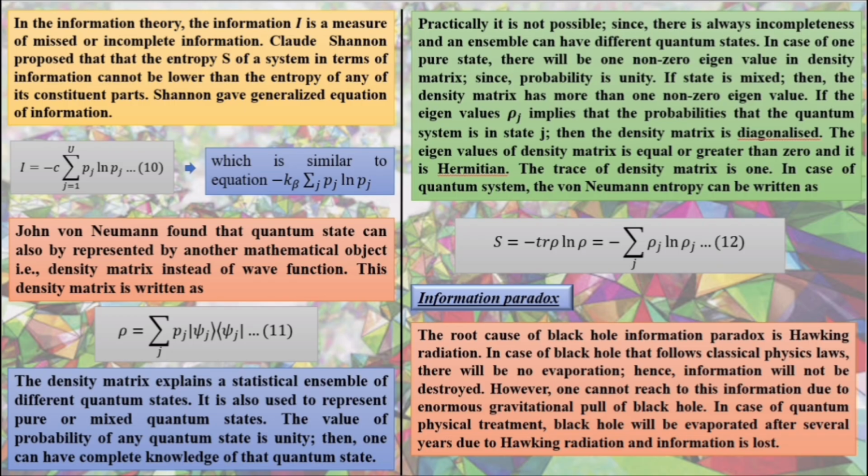The main cause of the information paradox is Hawking radiation. If we consider classical mechanics, there will be no evaporation, hence information will not be destroyed, as according to classical mechanics, a black hole cannot emit any kind of radiation. However, one cannot reach this information because of the enormous gravitational pull of the black hole. Earlier, I have explained that at the center of a black hole, the warping of space-time is too intense to reach that point. In case of quantum physical treatment, the black hole will evaporate after several years due to Hawking radiation and information is completely lost forever, which is not possible according to the quantum mechanics principle of unitarity.